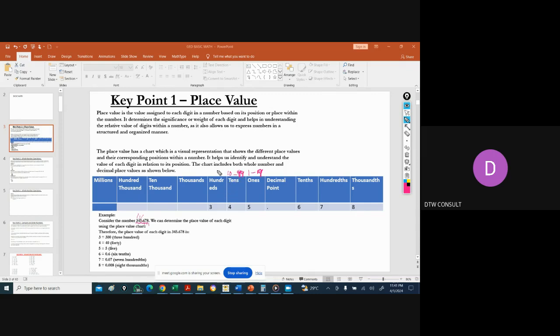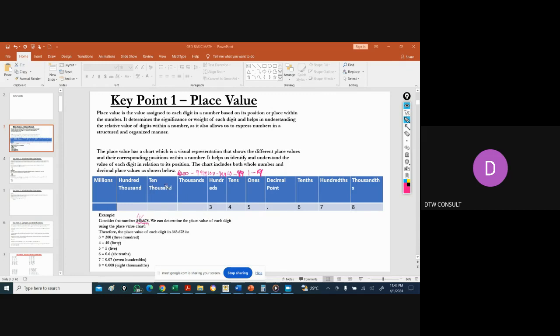Then immediately after your tens, you have the hundreds. Your hundreds is from 100 to 999: 100, 200, 300, 400, 500, 600, 700, 800, then 900. Then your thousands is from 1,000 to 9,999. Are you with me? So in your thousands, you have 1,000, 2,000, 3,000, 4,000, 5,000, 6,000, 7,000, 8,000, and 9,000.